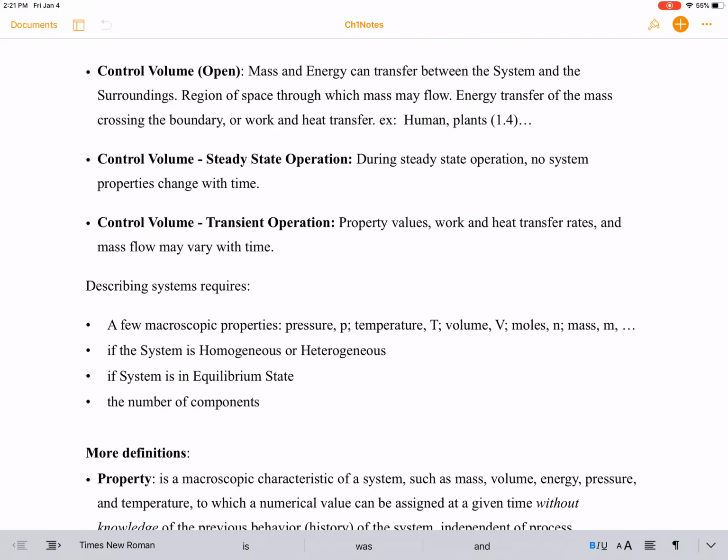The homogeneous system that we described, where we had a cup of coffee, where you had coffee and milk and maybe even sugar all blended in together, but it's all still a liquid state, that would be homogeneous, but the number of components would be multiple, or 2, 3, 4, however many components went into that particular cup of coffee.